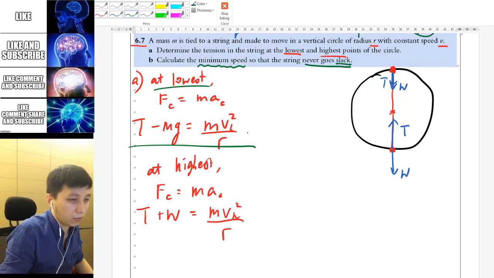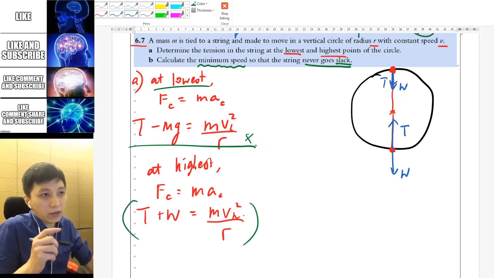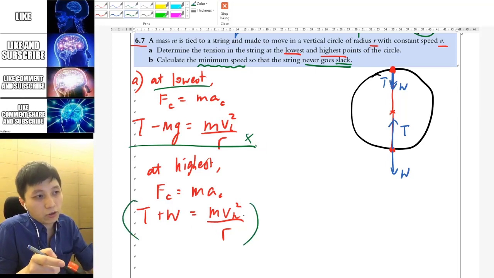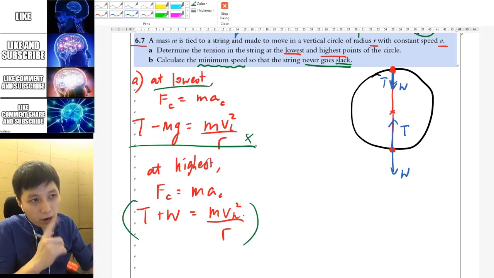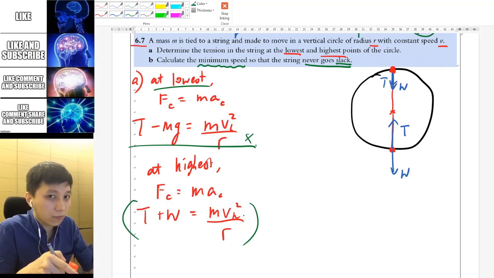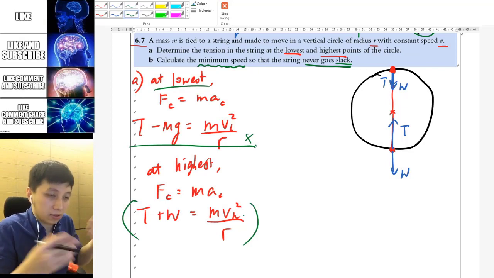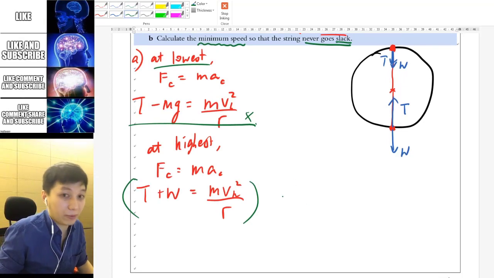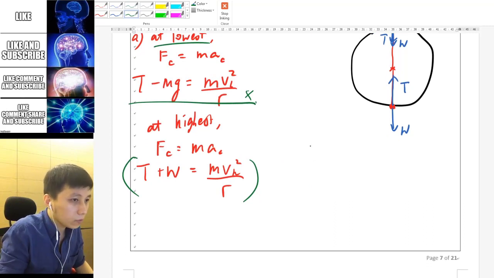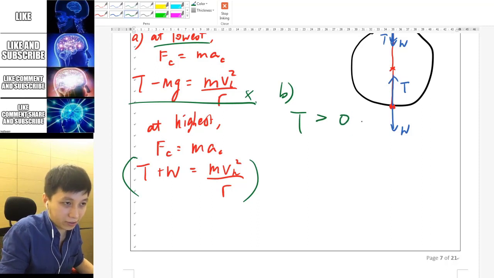So you don't actually have to think about this, you just have to think about the highest point, because when you are at the highest, you have to care about when the string never goes slack. That means the tension will be bigger than 0, right? Because when the string goes slack, that means tension is 0. As long as tension is bigger than 0, then it is okay. So for part B, you can say T is bigger than 0 when it's not slacking.